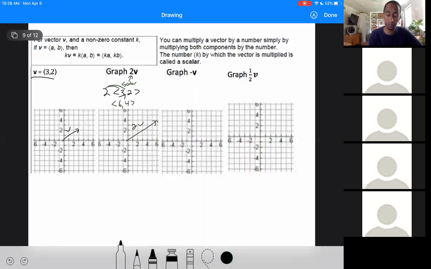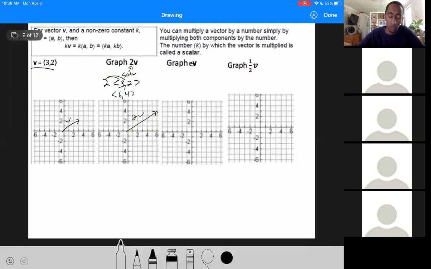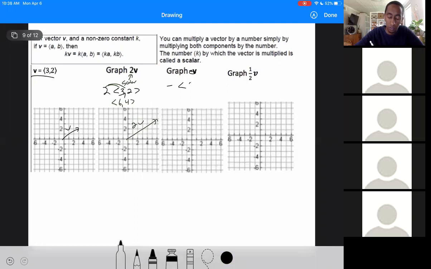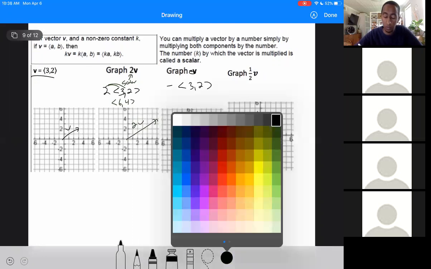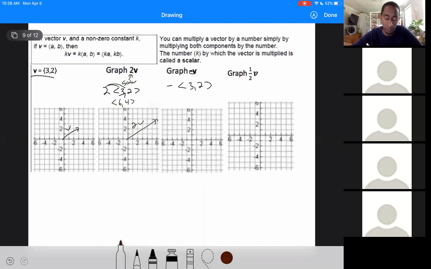Now for negative v, similar concept. Except you have negative and then 3 and 2. So we would be distributing the negative or multiplying by -1. So that would be -3 and -2. And so there, it's going to be going left 3 now and down 2. -3 and -2. That's our horizontal and our vertical component. So our vector negative v is this. That's negative v.